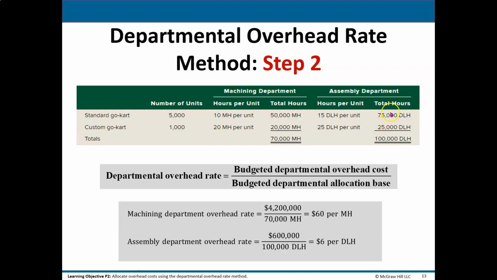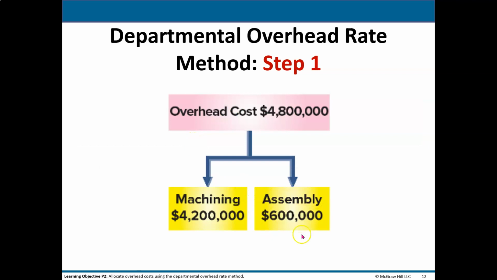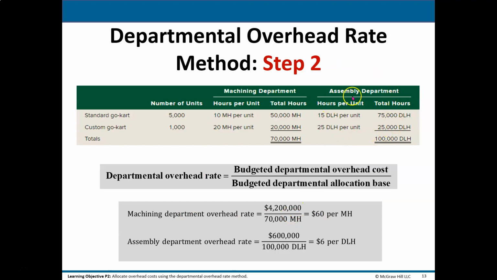Now I'm going to add up all my hours together to get the total amount of direct labor hours needed to produce in the assembly department 5,000 units of standard go-karts and 1,000 units of custom go-karts. So remember, my assembly overhead was $600,000. So I'm going to take that $600,000 for the assembly department overhead, divide that by 100,000 direct labor hours, and then I'm going to get $6 per direct labor hour. So in this case, we've just created an overhead rate. Instead of one overhead rate for everything, we're just doing the overhead by departments.